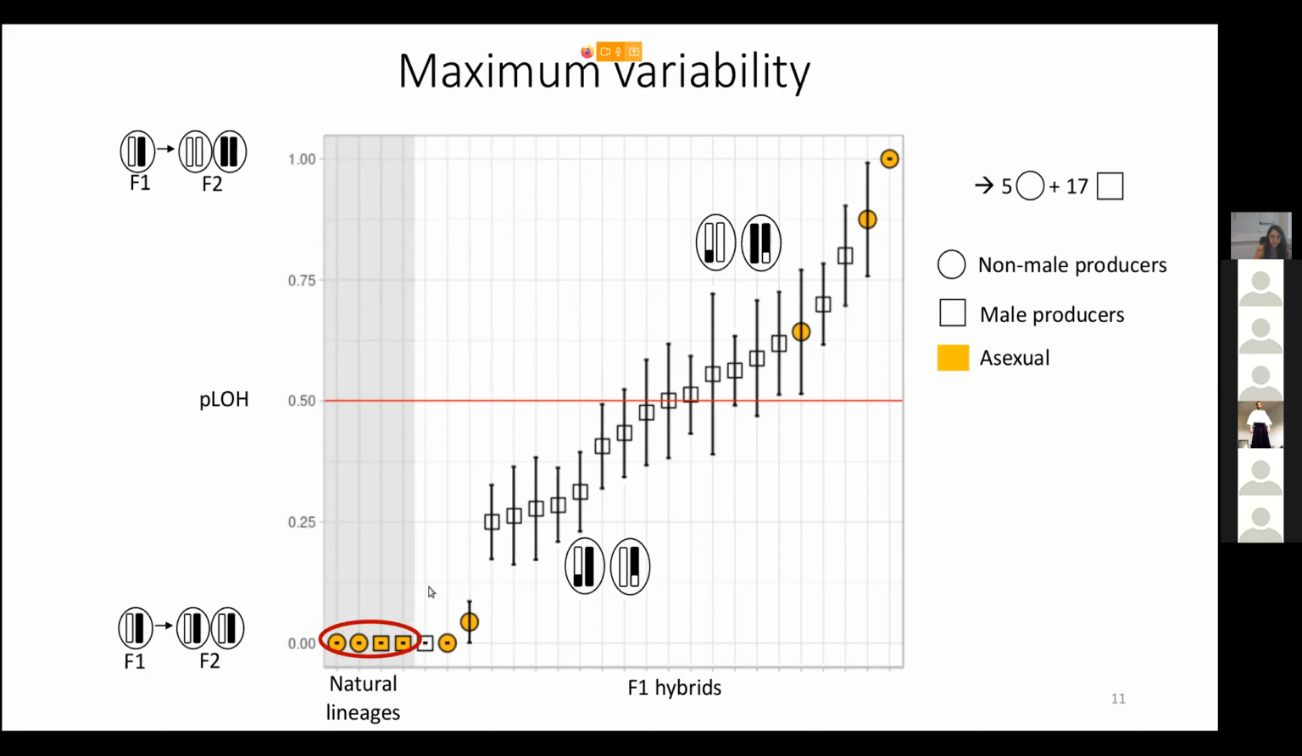to 0. The second reproductive mode we should expect is a sexual reproduction, which leads to a 0.5 loss of heterozygosity rate, because within a lineage, sexual reproduction is equivalent to self-fertilization. And so you can see here that for the F1 hybrids, the huge diversity of the loss of heterozygosity rate cannot be explained only by clonality or by sexual reproduction.